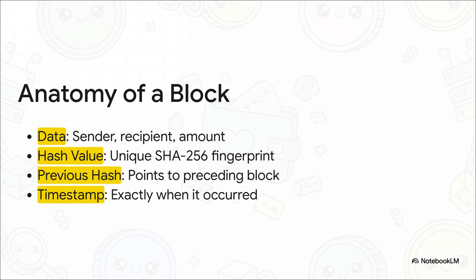Every single block in a blockchain contains 4 vital pieces of information. First, the data. Who's sending money to whom and how much? Second, the hash value. Think of a hash as a unique digital fingerprint generated by a cryptographic algorithm called SHA-256. Third, the previous hash value, which physically links this block back to the one right before it. And fourth, a timestamp recording exactly when the block was created. These components lock the blocks together perfectly. A quick memory trick for your exam: just remember DHPT: data, hash, previous, time.